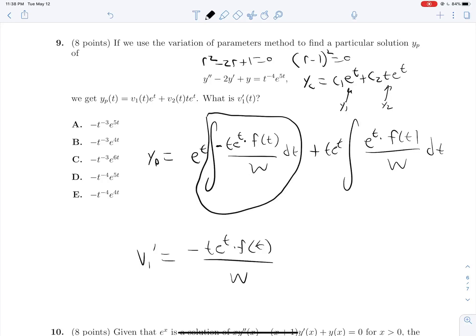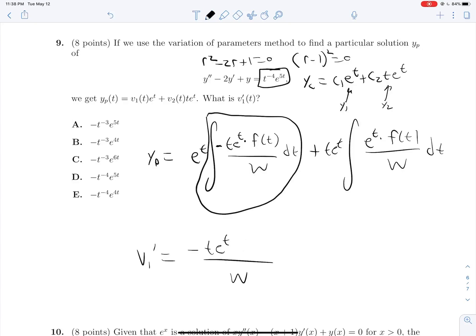And sorry, I'm kind of half substituting things in and half not at this point. That's just how things ended up working out in my head, so sorry about that. But let's go replace all of these other things while we can. F of t is just this right-hand side term so long as the coefficient on y double prime is 1, which it is.